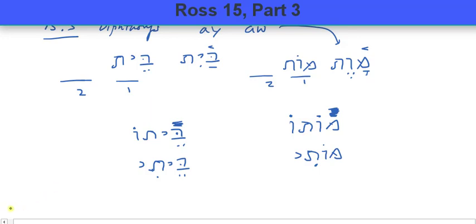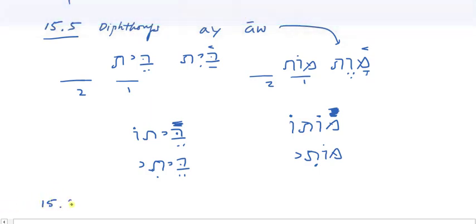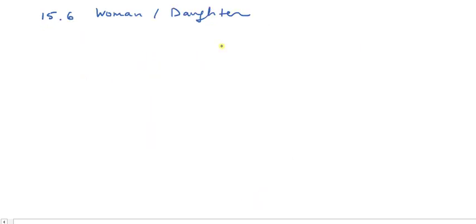In 15.6, we deal with some assorted nouns that are worth pointing out. They are the words woman and daughter. Let's take the word woman first of all.